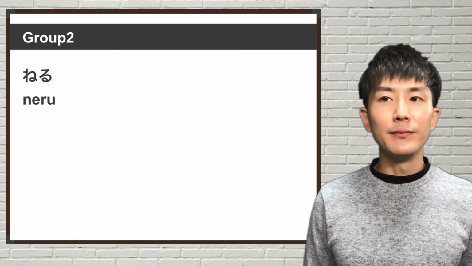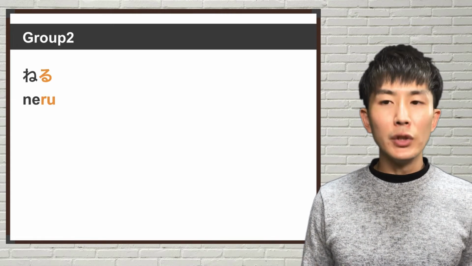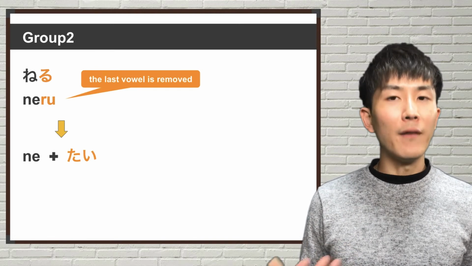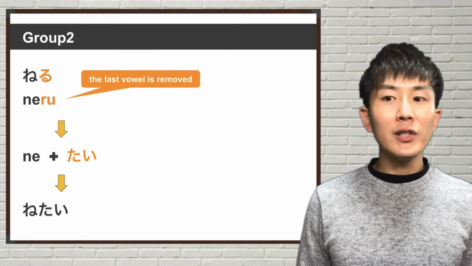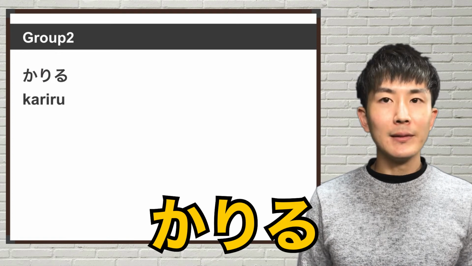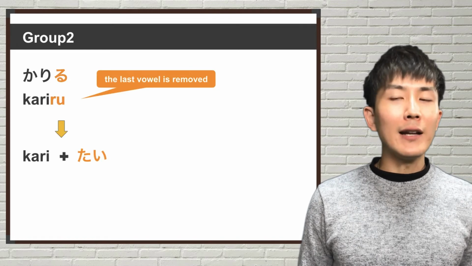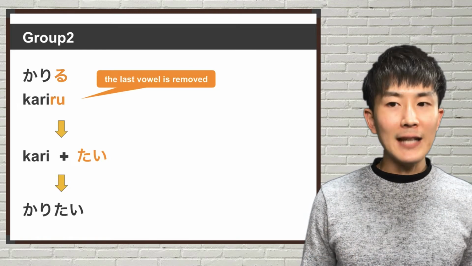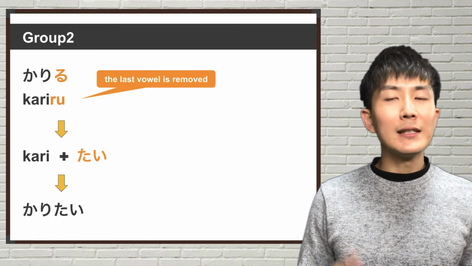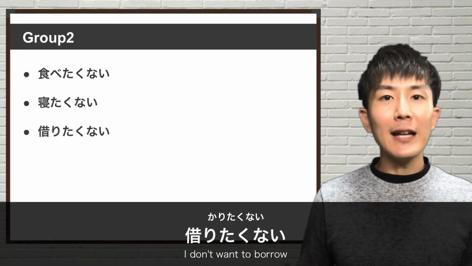Okay, another example. Neru, which means sleep. The last letter is ru. So you need to remove ru from the verb and attach tai to the verb. Netai. I want to sleep. Okay, let's take a look at one more example. Kariru, which means borrow. You need to remove ru from the verb and attach tai to the verb. Karitai. I want to borrow. Then the negative form is takunai. So you could say tabetakunai, netakunai, karitakunai.